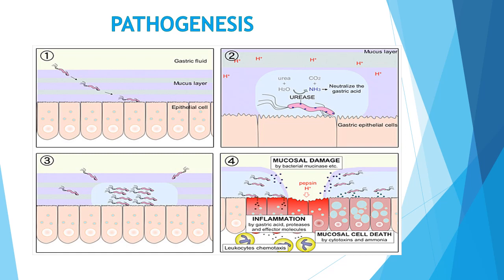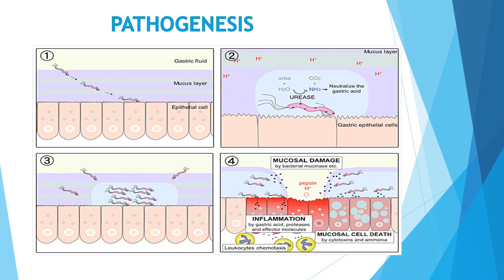In the second step, with the help of the adhesion molecule, the bacteria attaches to the gastric epithelial cells of the stomach, and then it produces the enzyme called urease, which converts the neighboring urea into ammonia that neutralizes the gastric acid. In the third step, the production of ammonia leads to the formation of a barrier around the bacteria.